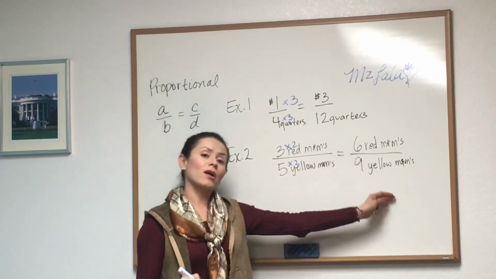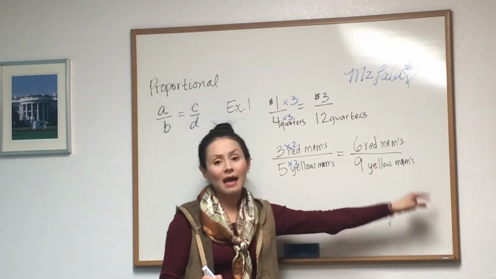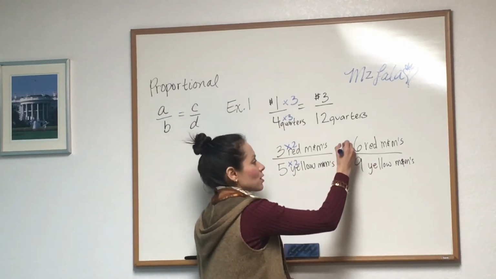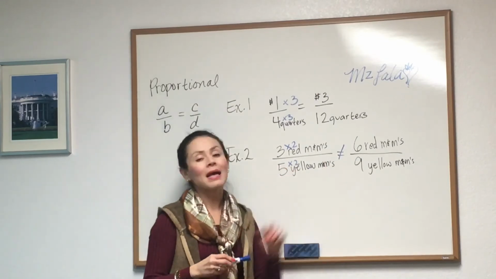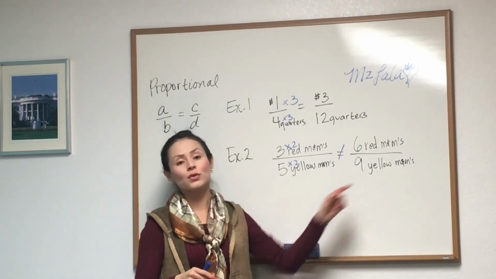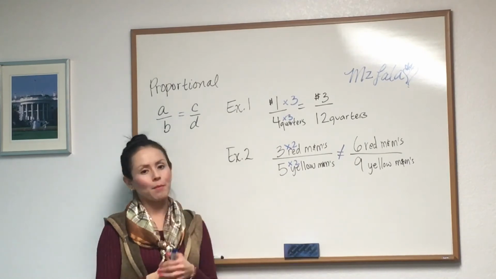So for these to be equivalent fractions, this should have been 10 yellow M&Ms, which means these are not proportional to each other because 5 times 2 is not 9. So these two are not equivalent fractions, which means they're not proportional.